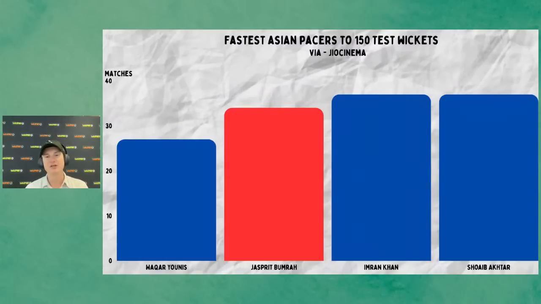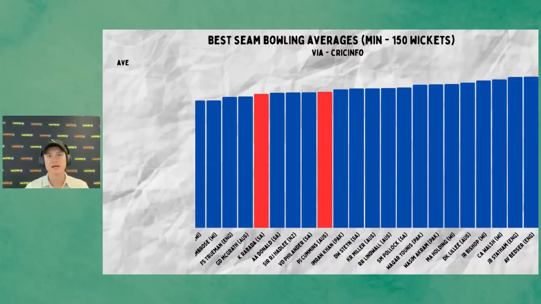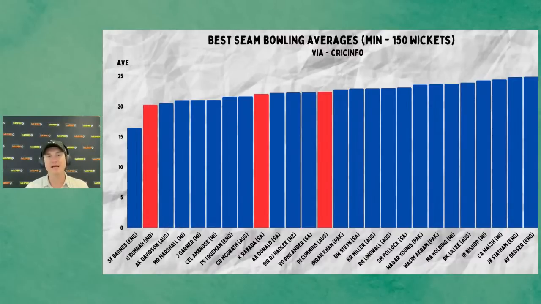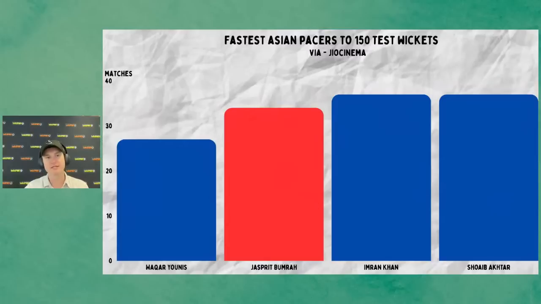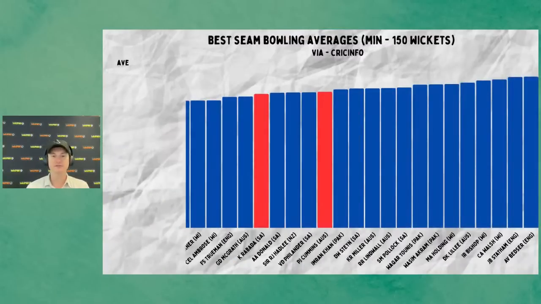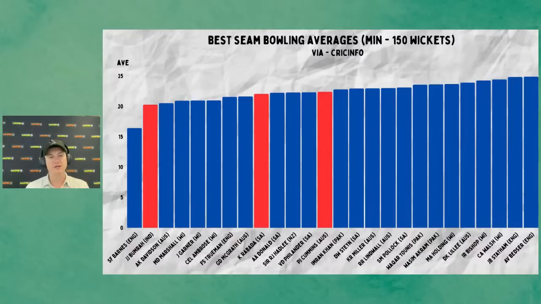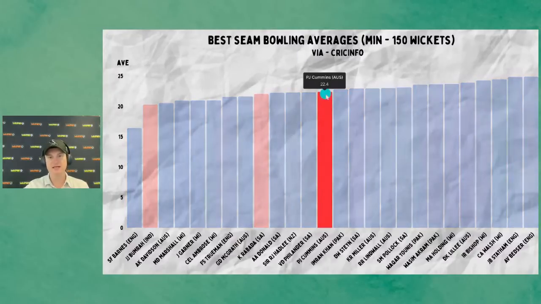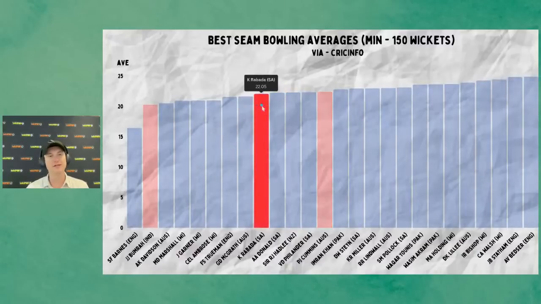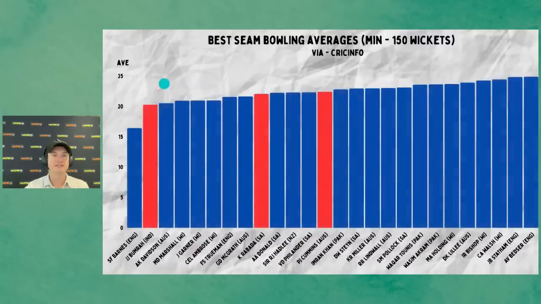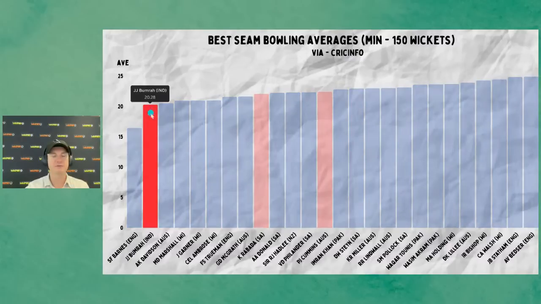This is the strike bowling Asian bowlers, and I think it's absolutely fantastic from that point of view. This is the best seam bowling averages, minimum 150 wickets. So this shows something quite special. This takes it to a whole other level. So you can see here that Cummins is at a lowly 22.4, Rabada at a lowly 22.05, and then Bumrah is 20.28.